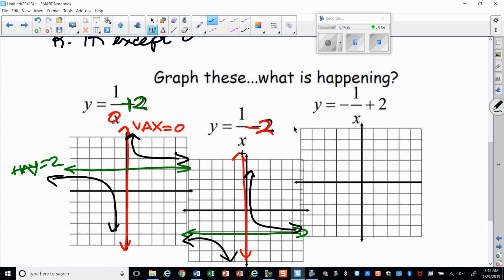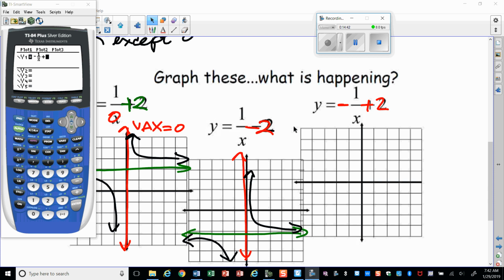Now looking at this one, I have this negative in front, and then I also have the plus 2, so that looks like 2 transformations happening there. So we've got the negative in front and a plus 2. Let's see what's going to happen there. So that moved up. My horizontal asymptote moved up 2, and it's reflected, just like we would expect.